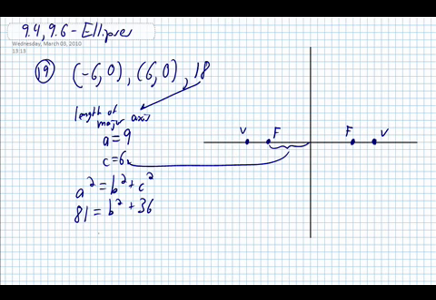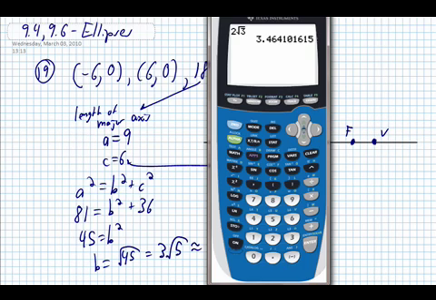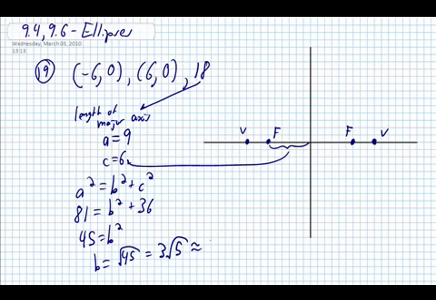Do a little subtraction, and you get 45 is equal to B squared, or B is equal to the square root of 45, which simplifies to 3 radical 5, which is about 6.7. So we go up 6.7, put a point, go down 6.7, put a point. We sketch this.